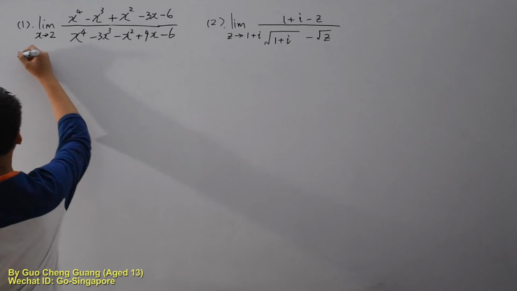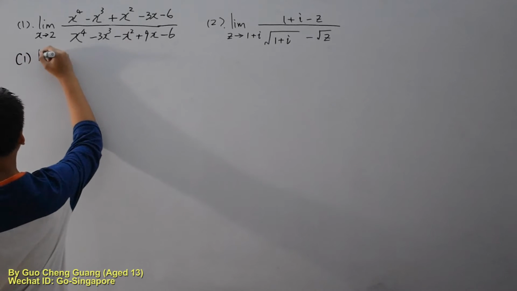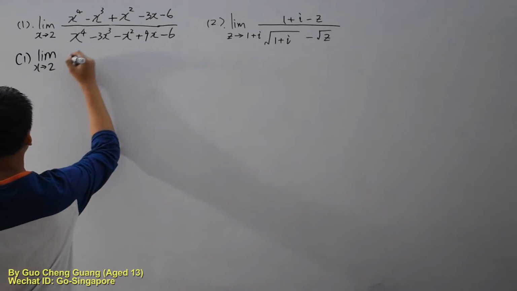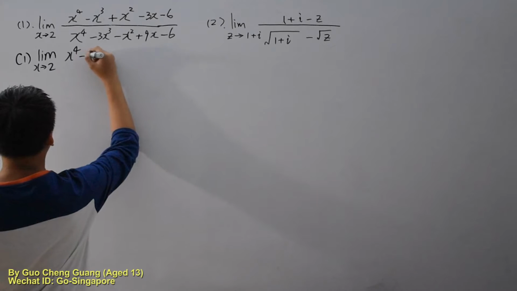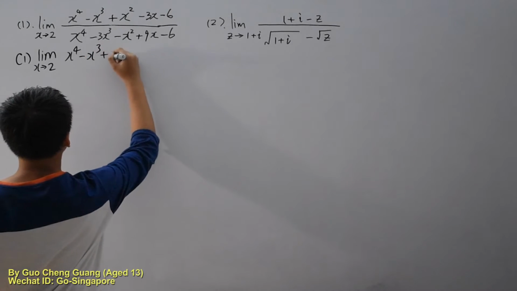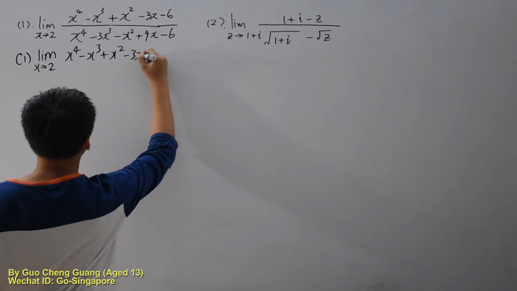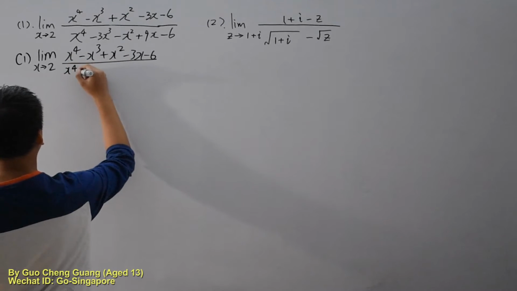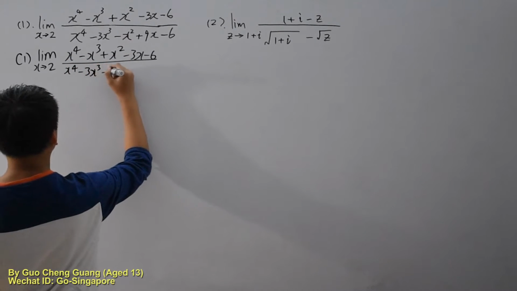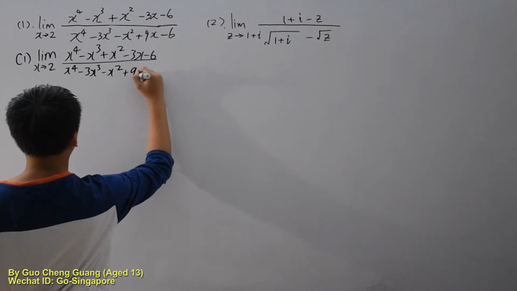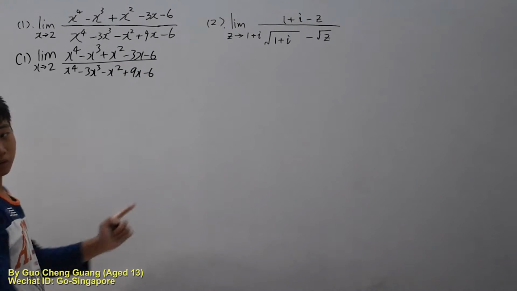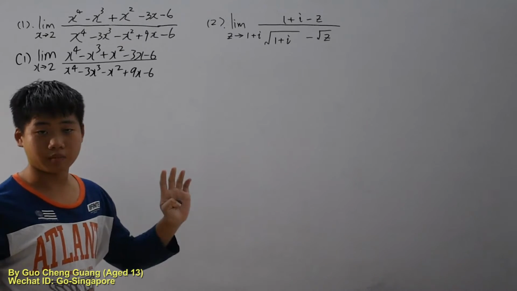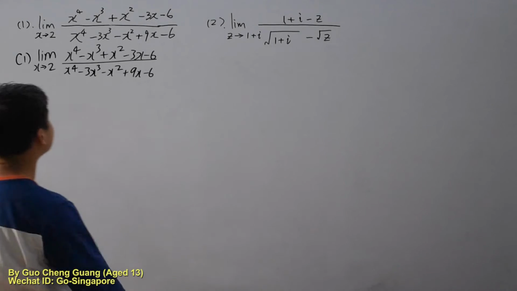So let's take a look at the first example over here. Limit x approaches 2 of x to the power 4, subtract x cubed plus x squared minus 3x minus 6, over x to the power 4 minus 3x cubed minus x squared plus 9x minus 6. First of all, we have to check which form this is. Is it determinable or indeterminable?